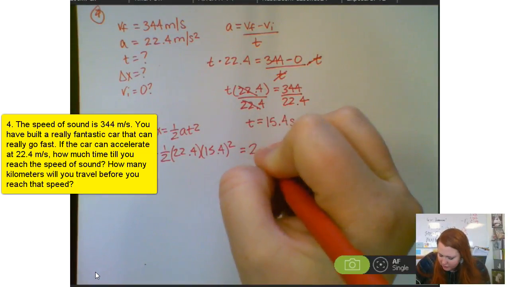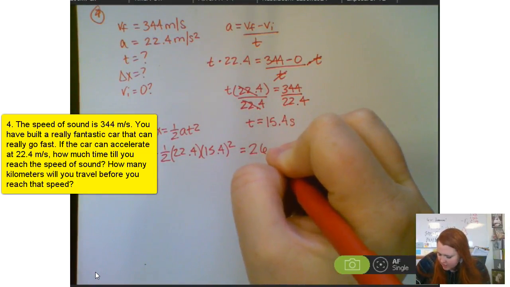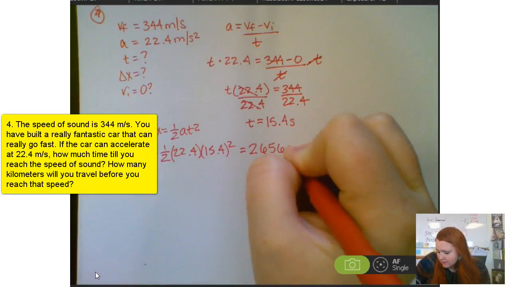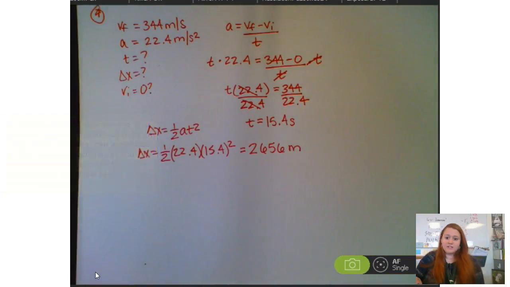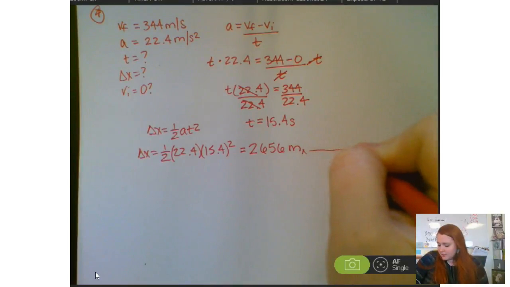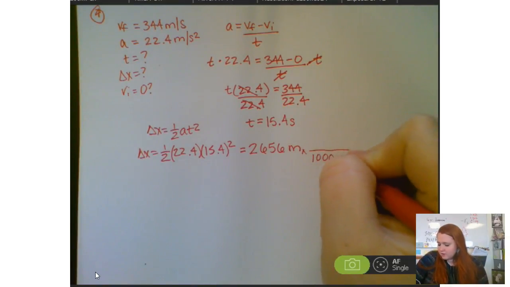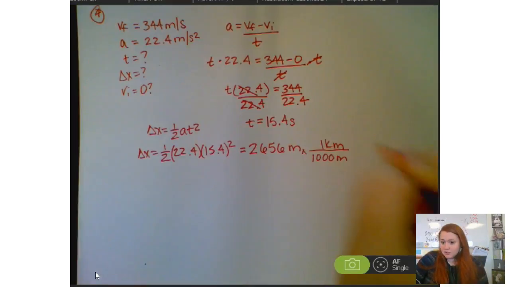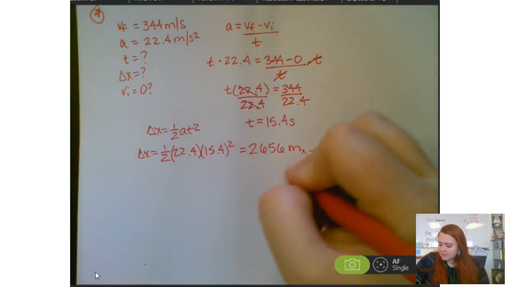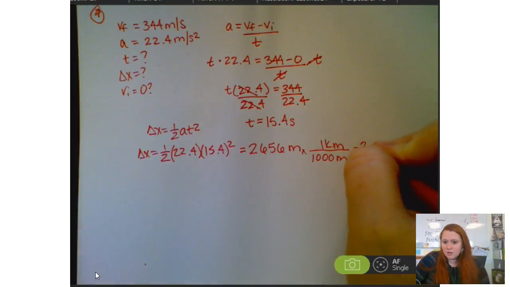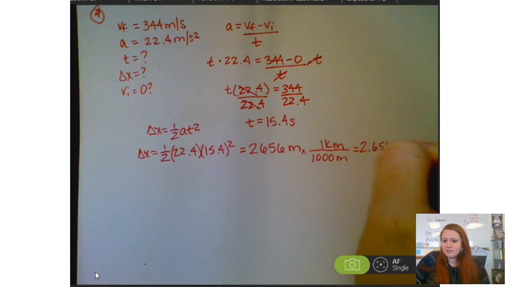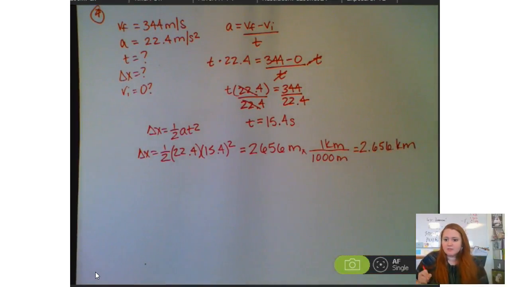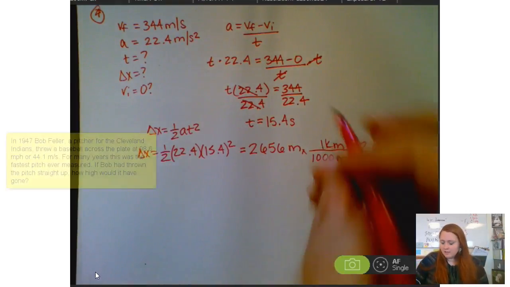Okay, I get 2,656 meters. Now to convert that to kilometers, we're going to say, well, there are 1,000 meters in 1 kilometer. So essentially, I just need to divide by 1,000 or move my decimal place 3 spaces to the left. So that equals 2.656 kilometers.